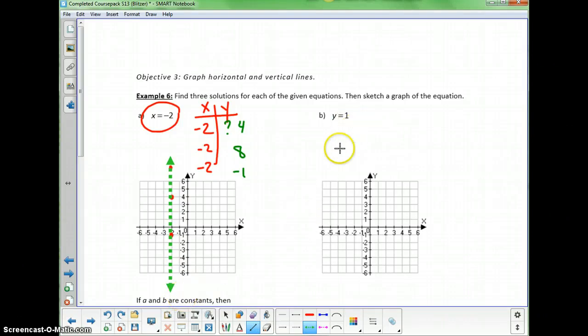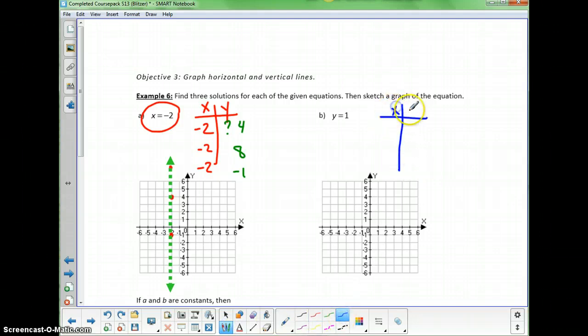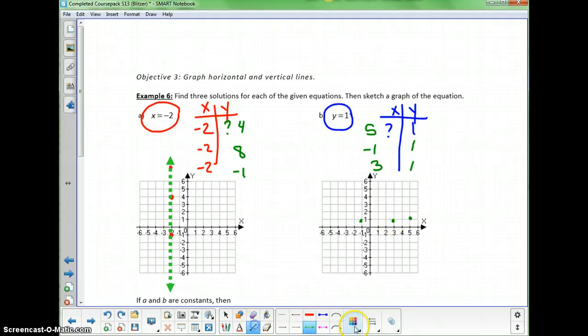Okay, let's check out the next one. y equals 1. Very, very similar. If I'm thinking about my x and y values, I know that y is 1. I've got no information about x. So x could be anything. It could be 5, or negative 1, or 3, as long as y is 1. So let's graph those ordered pairs. The first one was at 5, 1. The next one's at negative 1, 1. And the last one we picked was at 3, 1. And then we'll connect them. So we can see that they're all going to be on that horizontal line with that height y equals 1.